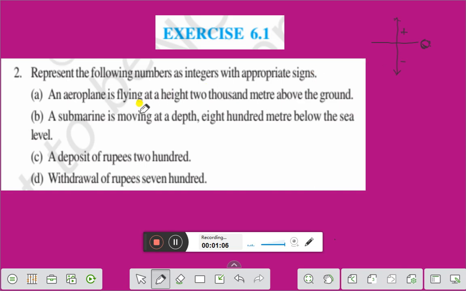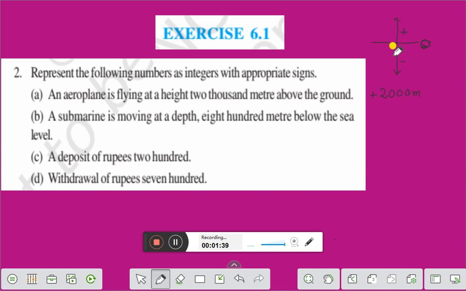Then an airplane is flying at a height 2000 meter above the ground. Above the ground means positive. Therefore, we'll write plus 2000 meter. Plus 2000 meter means 2000 meter above the ground, because we have taken ground as 0, and above the ground it is positive and below the ground it is negative, right?